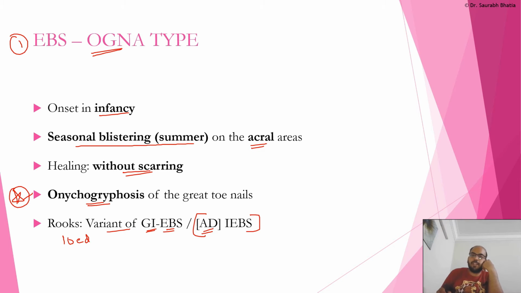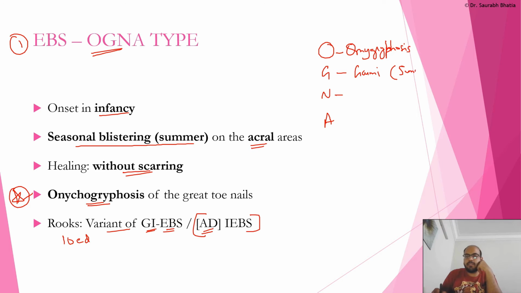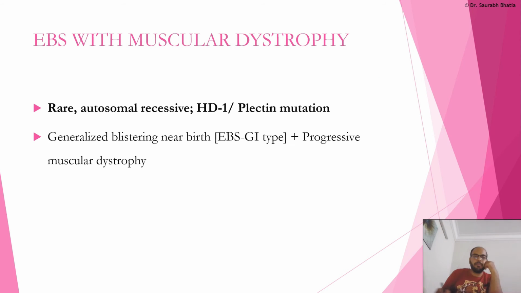This is not a new term, but this is a new way of classification in Rook's 10th edition. So the way to remember Ogna is OGNA. O is onychogryphosis of the great toenails. G is in Hindi Garmi. That means in summer season you have blistering. N is no scarring. There is no scarring in the lesion. And A is acral areas are involved. So now you can easily remember what we see in Ogna type. Okay. Let's move forward.